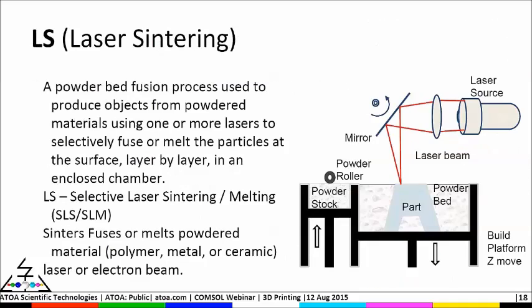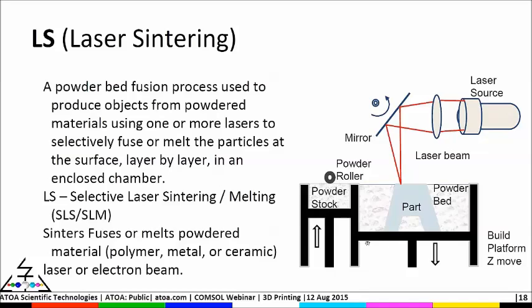In the next three slides, we will talk about laser sintering. This technology is very promising for high temperature part fabrication. In the last two, whatever we've seen, mostly thermoplastic polymer is used, but this is used for metal, polymer, and ceramics. Laser sintering is a powder bed fusion process used to produce objects from powdered material using one or more lasers to selectively fuse or melt the particles at the surface, layer by layer, usually in an enclosed inner chamber.